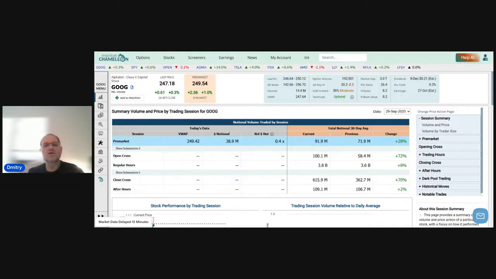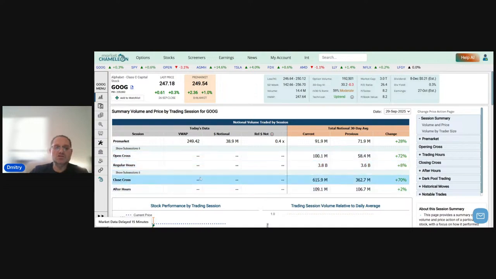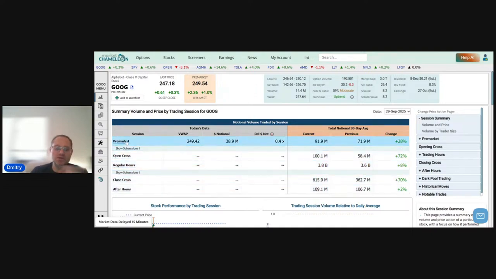In this report, what you'll notice is that we have this table that looks at the trading based on different market sessions. So we have pre-market trading. Those are trades that are happening in the pre-market hours. These are people who need to be approved and have permission to trade in the pre-market hours. This is before regular hours trading.